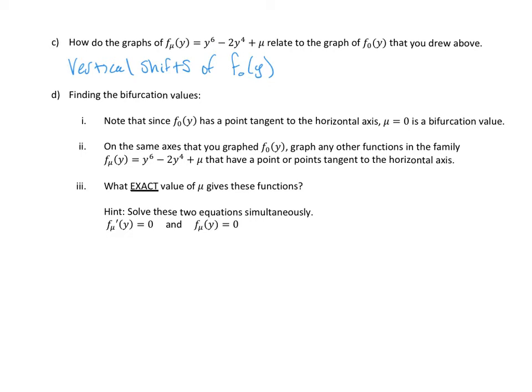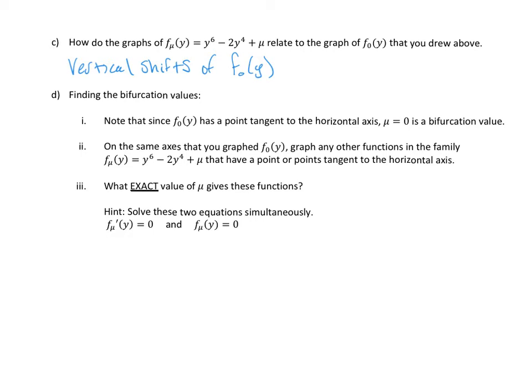To find the bifurcation value, note that since f sub 0 has a point tangent to the horizontal axis, mu equals 0 is a bifurcation value. So we already have a tangent to the horizontal axis. That is a bifurcation value because if you move the graph down a little bit, the y equals 0 solution will go away. And if you move it up a little bit, there'll be 2.